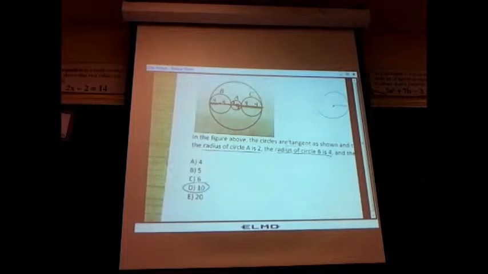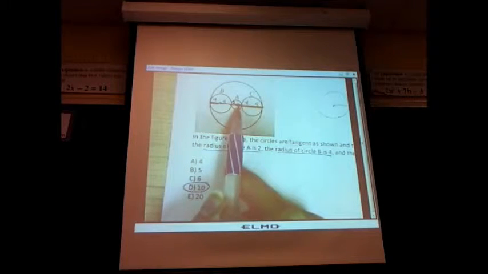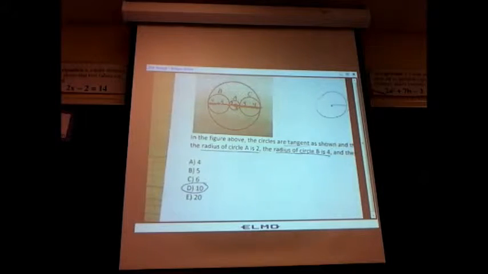Another way I could have done it, I could have found all the way across, 4 plus 4 plus 2 plus 2 plus 4 plus 4, and then divided it in half, because that would have given me the radius as well. But either way, you end up with 10.